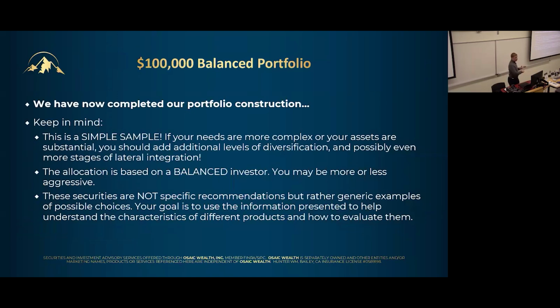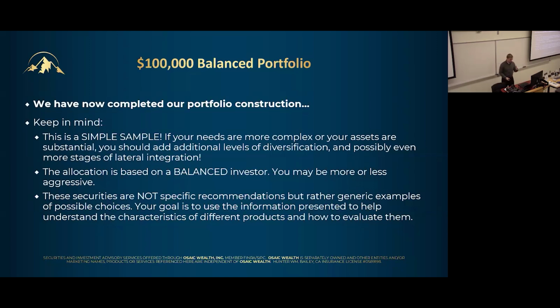So really, really keep in mind, it's a simple sample. If your needs are more complex or your assets are much larger than this, you should probably add additional levels of diversification and maybe even more stages of lateral integration. Who's to say 3 is exactly the right number for you? Maybe you like saying 1 year, 2 year, 3 year, and you just like breaking it up like that. If that works for you, that's great.